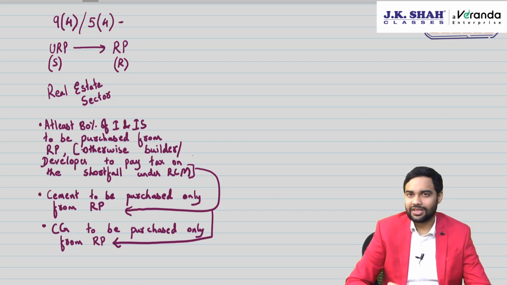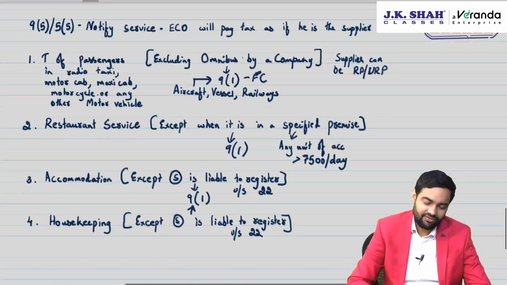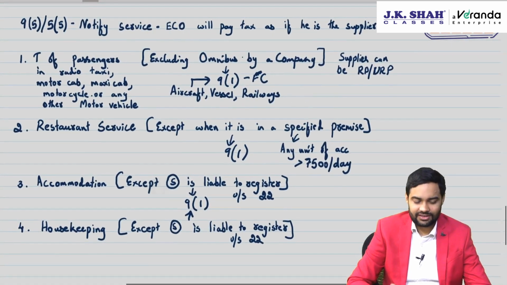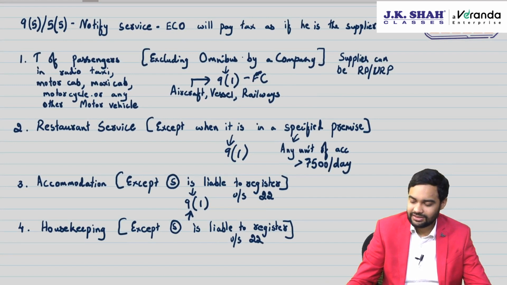Otherwise, builder has to pay tax under RCM. Cement and capital goods only to be purchased from registered person. Otherwise, builder to pay tax under RCM. Then coming to 9.5. 9.5, we saw 4 sectors. 1. Transportation of passengers. Only exclusion is omnibus by a company.